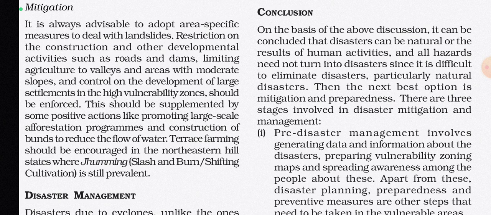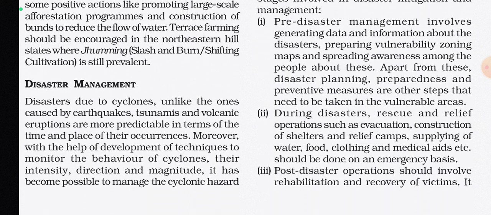This should be supplemented by some positive actions like promoting large-scale afforestation programs and construction of ponds to reduce the flow of water. Terrace farming should be encouraged in the northeastern hill states where jhuming, slash and burn, shifting cultivation is still prevalent. Now, disaster management.